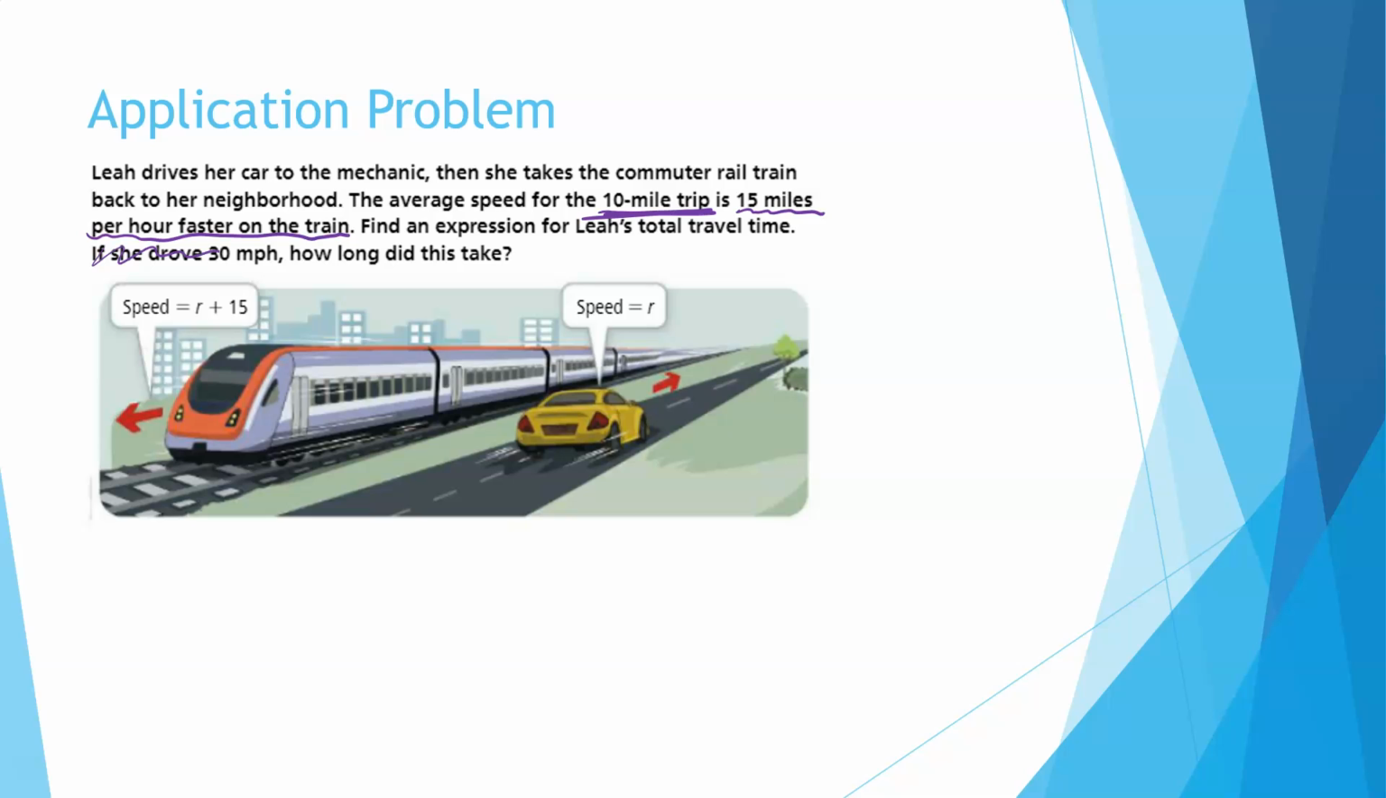I'm not going to answer the question of if she drove 30 miles per hour, how long did it take, because to be honest, then I wouldn't actually find the expression. So we're just going to find the expression for her total travel time. Now, in order to do this problem, you do need to know that distance equals rate times time, because those are the three things we're talking about. But again, we want to ultimately find out a time. So if I solve that for time, I would just divide both sides by rate. So time is equal to distance over rate.